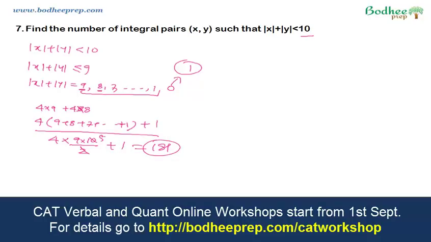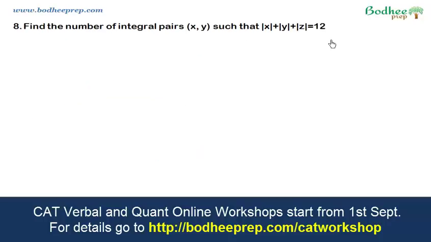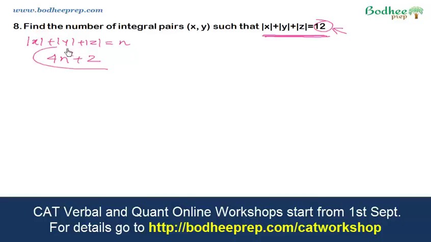Now let's take the last question for this particular thing. Finding the number of integral solutions of this expression. Now I'll not be deriving it because the derivation will take a lot of time. So just remember the shortcut formula for it: mod of x plus mod of y plus mod of z is equal to n. The number of integral solutions is directly given by 4n square plus 2. So here the value of n is 12. So straight away we can substitute the value in this shortcut formula to get the answer, and that will be 4 times 12 square plus 2. So whatever comes would be my answer.